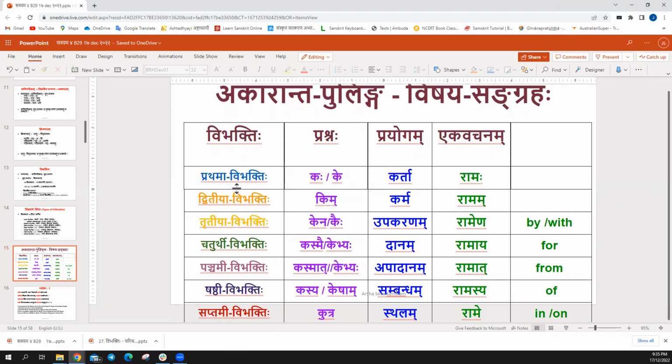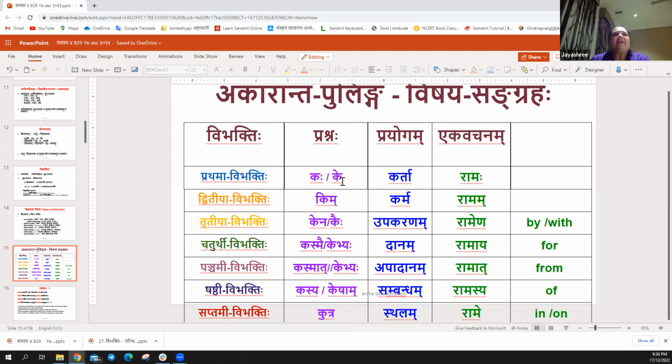What happens here? Prathama Vibhakti, it's Kaha Ke. The question that comes is Kaha Ke. And we have gone through all these: Kaha, Kim, Kena, Kasmai, Kasmat, Kasya, Kutra. So now you know what Vibhaktis they are. I remember Sushila Mohoday saying, oh, that is Shashti Vibhakti, and I used to say, it's okay, we'll learn that. So now we'll go through all these names of the Vibhaktis. But we know everything, however.